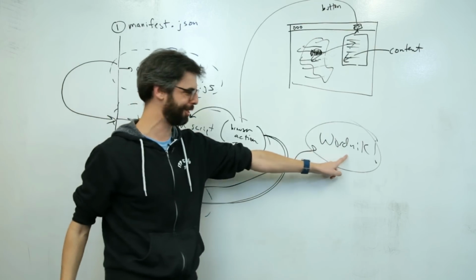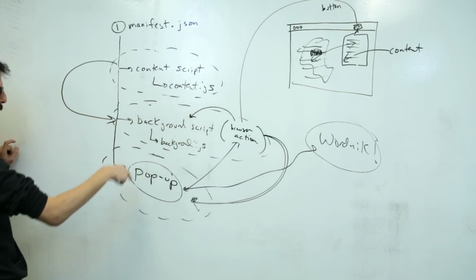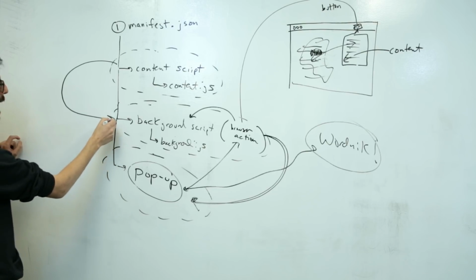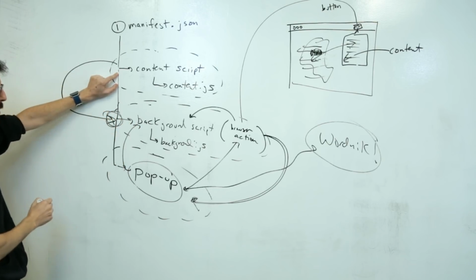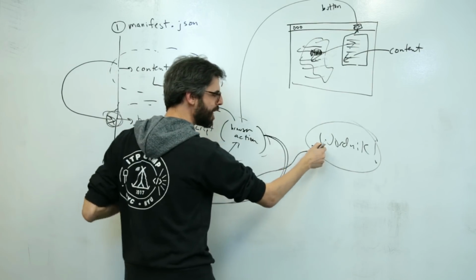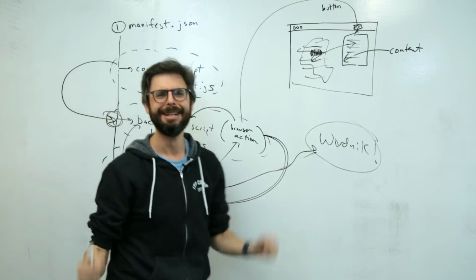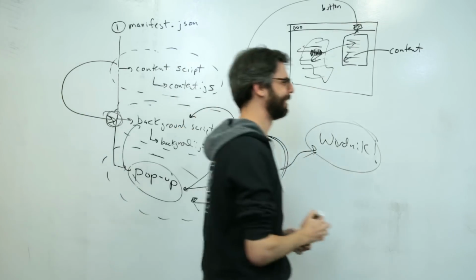By the way, I was talking about this earlier. That's why this whiteboard already has some notes about this. Then the background script is going to hold on to that selected text. The pop-up is going to get it from the background script. It's going to go out to Wordnik, and it's going to show the results. All right? I can do it. I'm going to do it.